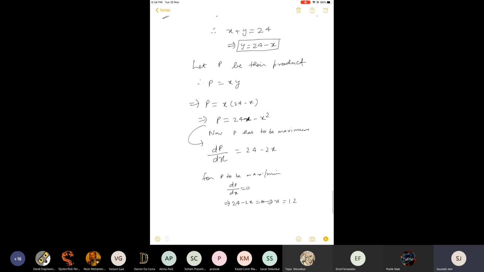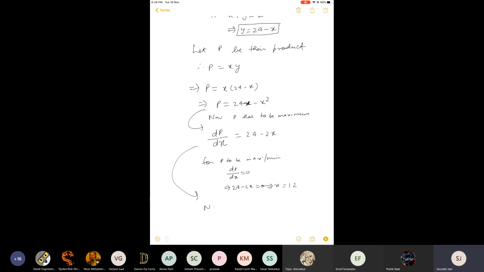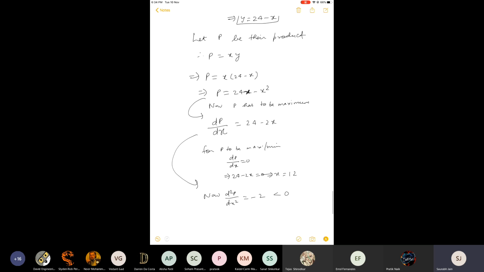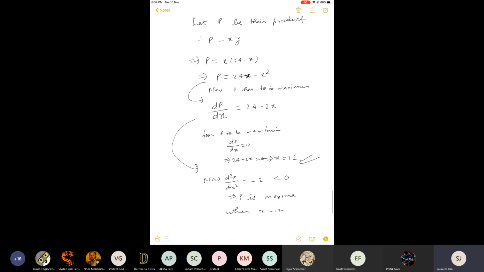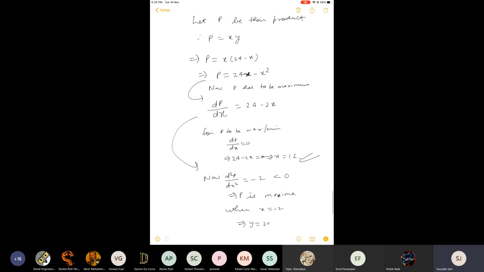Now since we are talking about the second derivative test, we will find d2P by dx square, the second derivative, which is automatically coming negative. Why? Because when we differentiate 24, the differentiation of 24 is 0, the differentiation of minus 2x is minus 2, which is a negative quantity, which shows that P is maximum. Maxima: second derivative negative, maxima will come. Second derivative positive, minima. Second derivative 0, third non-zero, point of inflection. So P is maximum when x is 12. And when x is 12, y is 24 minus x, that is, this is also 12.